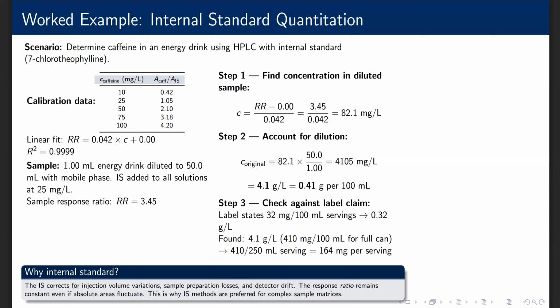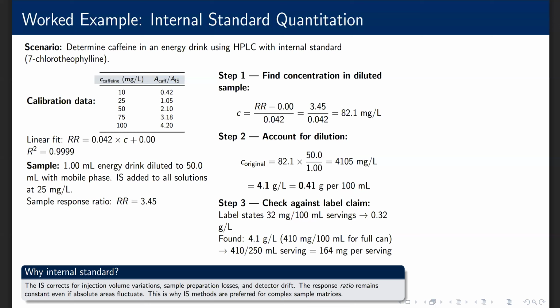The calibration is beautifully linear with an R-squared value of 0.9999. The sample gives a response ratio of 3.45, which corresponds to 82.1 milligrams per liter in the diluted solution. Accounting for the 50-fold dilution, the original energy drink contains 4.1 grams per liter of caffeine.